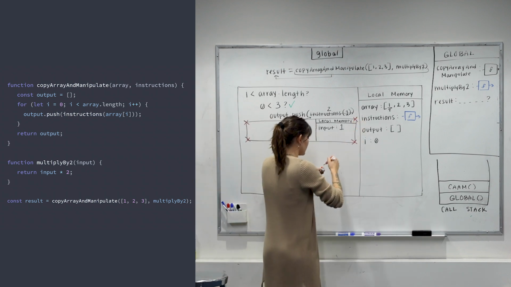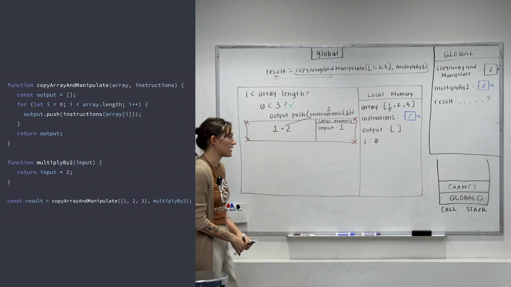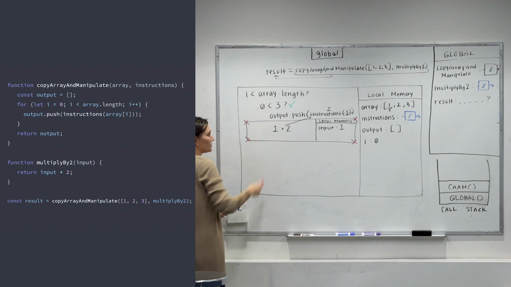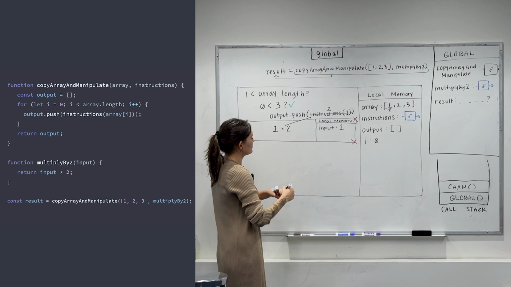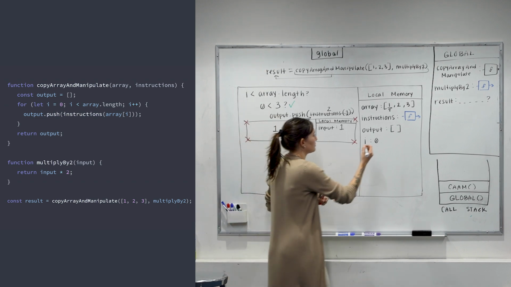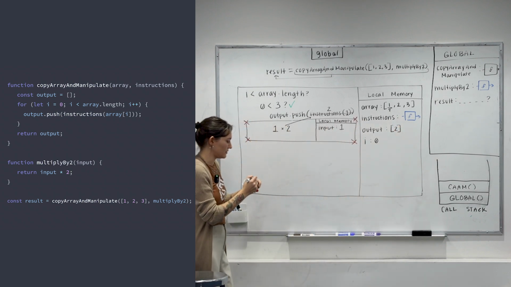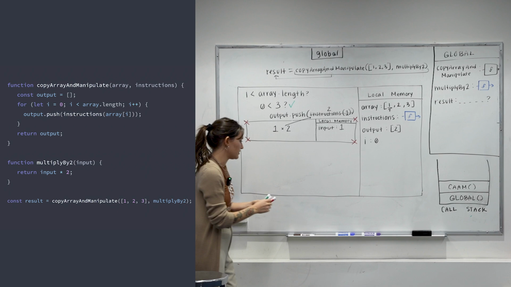And now we can see, since we popped instructions off the call stack, we're back in this copy array and manipulate execution context. So what do we do here? Right. So now we have that value. So we're going to do output.push. We're going to push that 2 into that array. Perfect. Okay. And then what do we do? So now we're at the increment. So we're going to just increment that i. Absolutely.